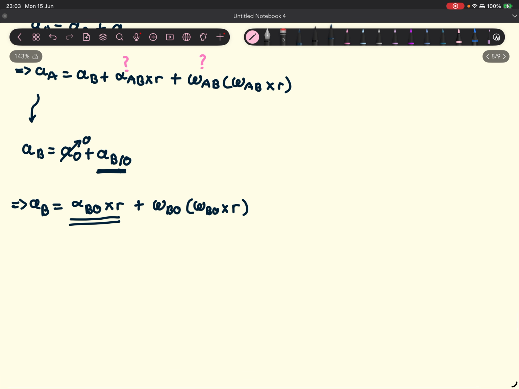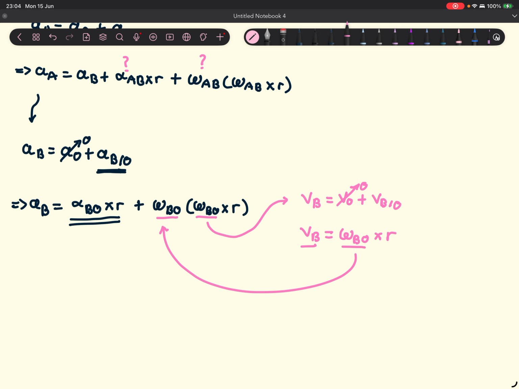Okay, and then we have another omega over here, right? And we can solve for this by using the relative velocity, so the velocity of B relative to O, right? VO is 0 because point O is a stationary point, and then we just have omega BO crossed with R. So if we can solve for VB, then we can solve for that, and we can substitute that here, right?